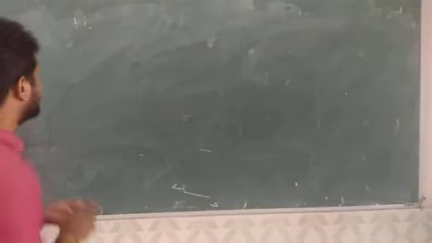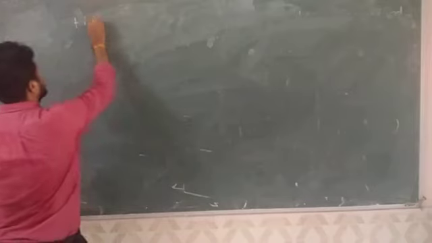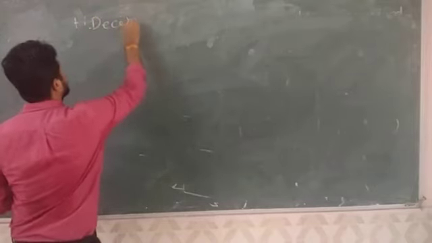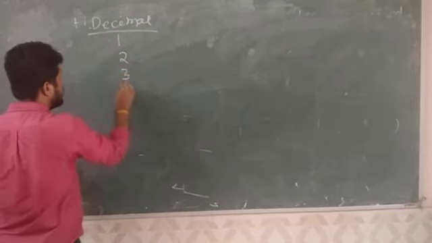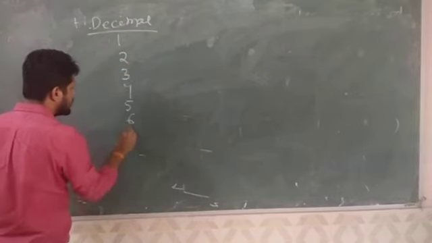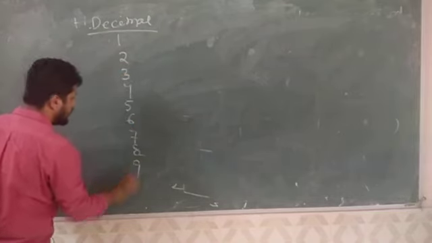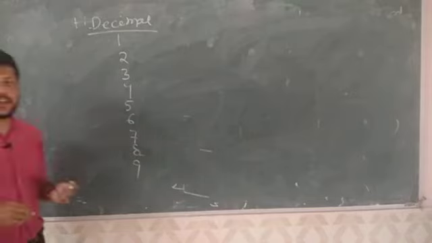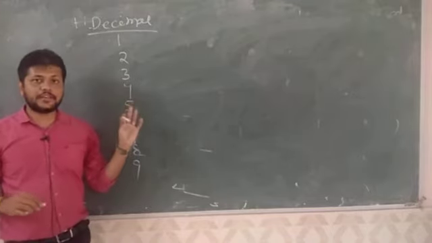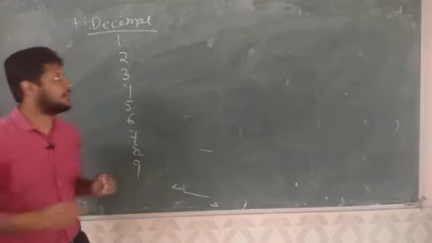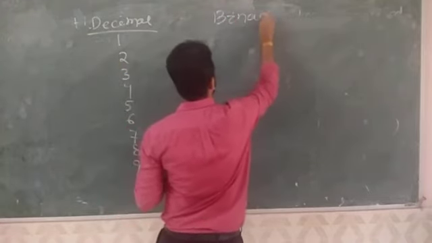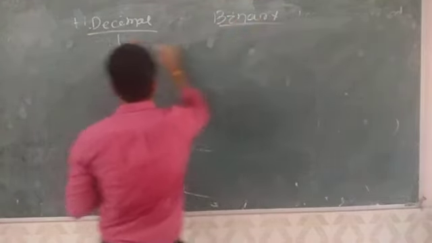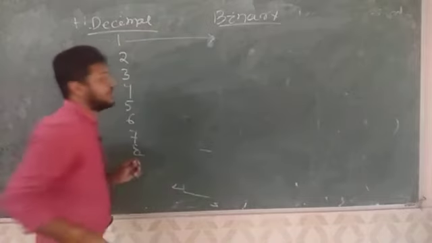Suppose a decimal series is given, like decimal numbers 1, 2, 3, 4, 5, 6, 7, 8 and 9. I just want to write the corresponding binary number. So how to write the corresponding binary number?